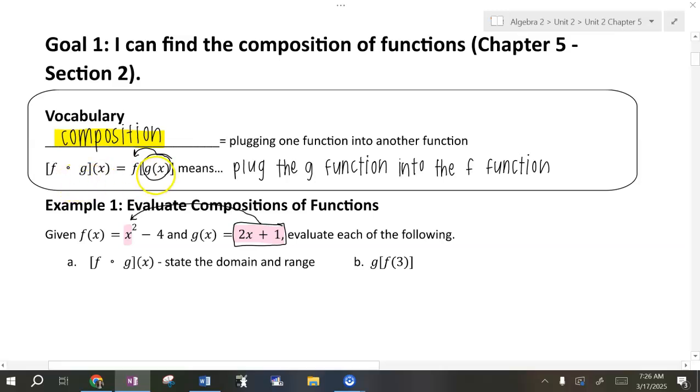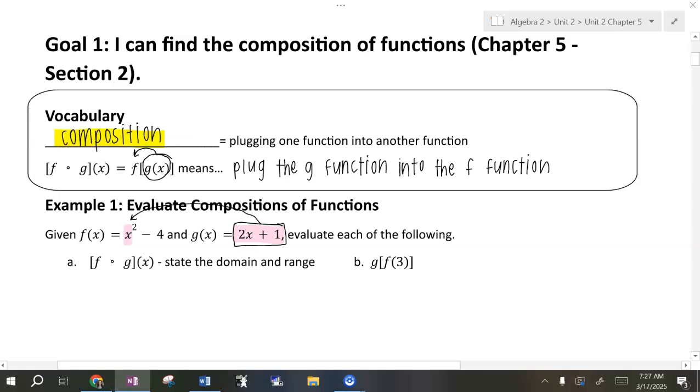If it is written f, then a little circle, g of x, you have to pay attention. That little circle is different than if it has a dot. A dot means multiply, but a circle means "of." So this is saying f of g of x. You could also write it like this, f of g of x. I like it written like this better, but either way, the second one listed is the one you plug into the first one, so the g function goes into the f function.